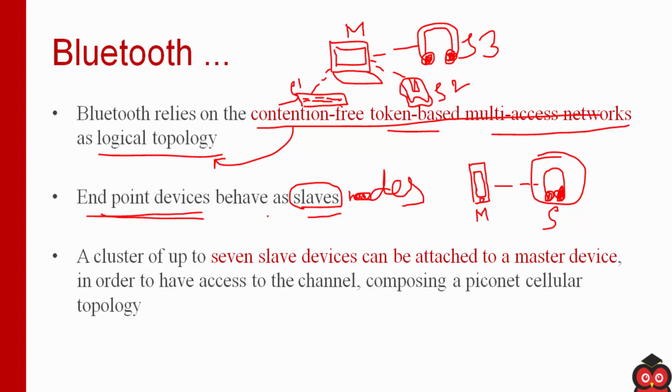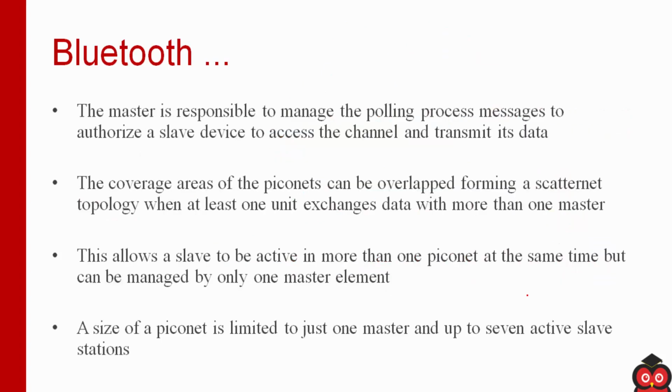In Bluetooth we have a limitation: a master device can be connected to only 7 slave devices. You cannot connect more than 7, that is, you cannot connect 8 devices or 9 devices to a master. It's a limitation.